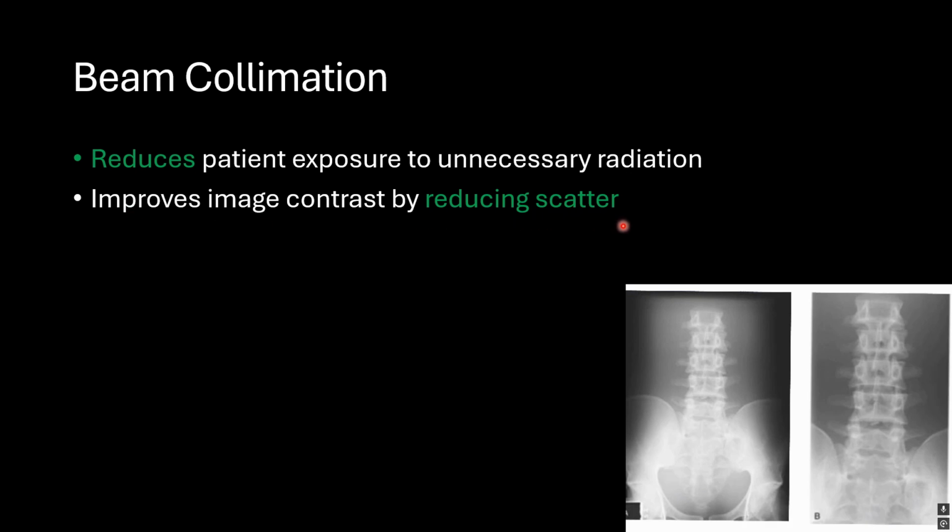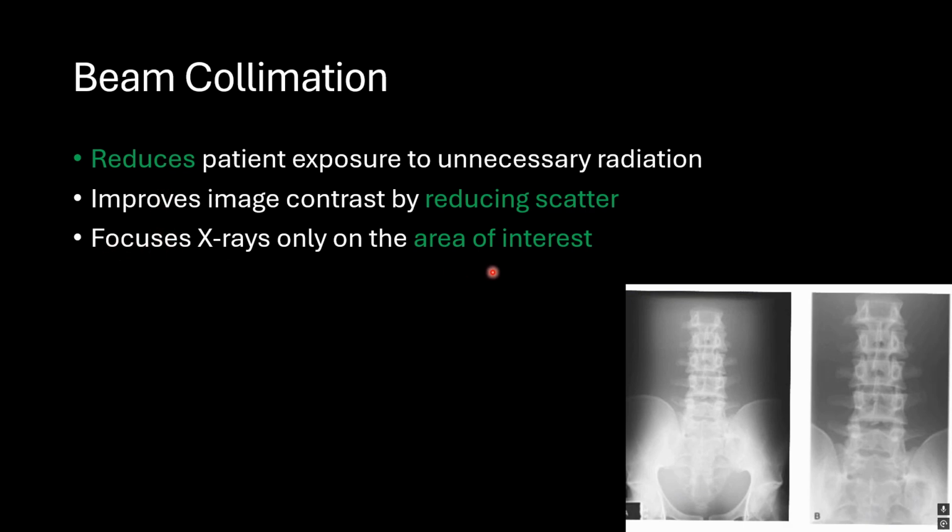We know that if we increase the collimation or increase the field of view of the beam, it will increase the scatter into the image, which will reduce the image contrast. From knowing these 2 points, we know that it focuses X-rays only on the area of interest.